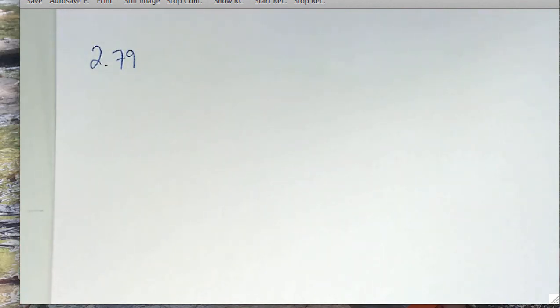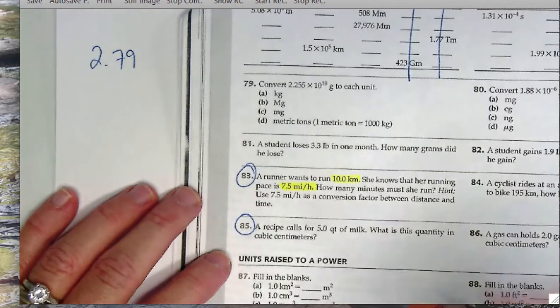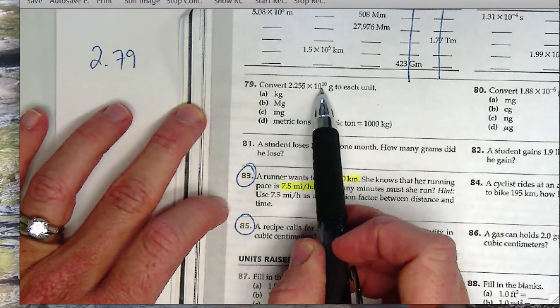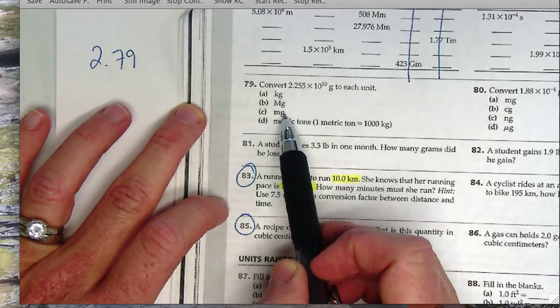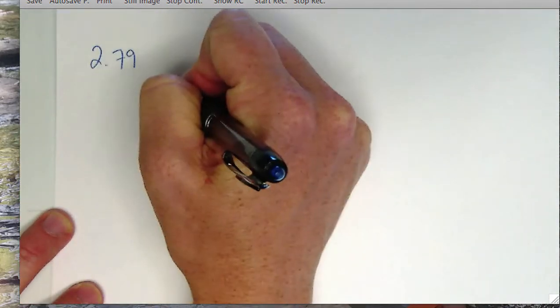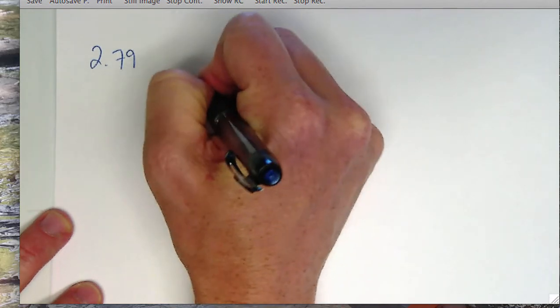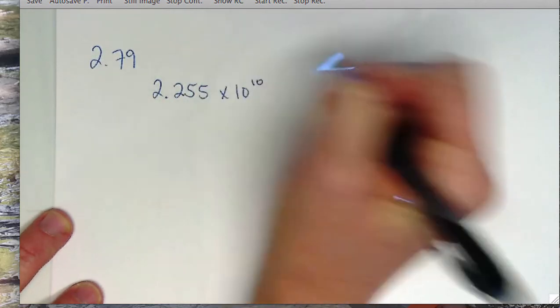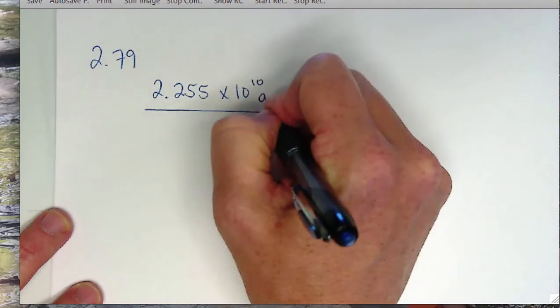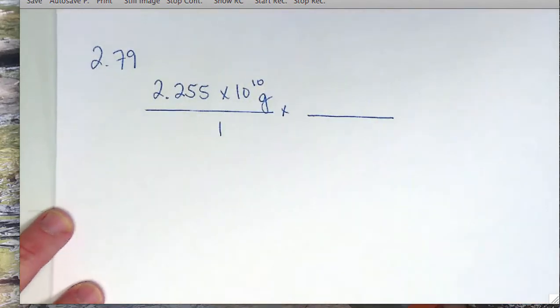Okay. So you're asked to take 2.255 times 10 to the 10th grams and convert it to each one. So what your work would look like, if you do the conversion factor method, is 2.255 times 10 to the 10th, and I've got to put my units on this. Okay, so grams.